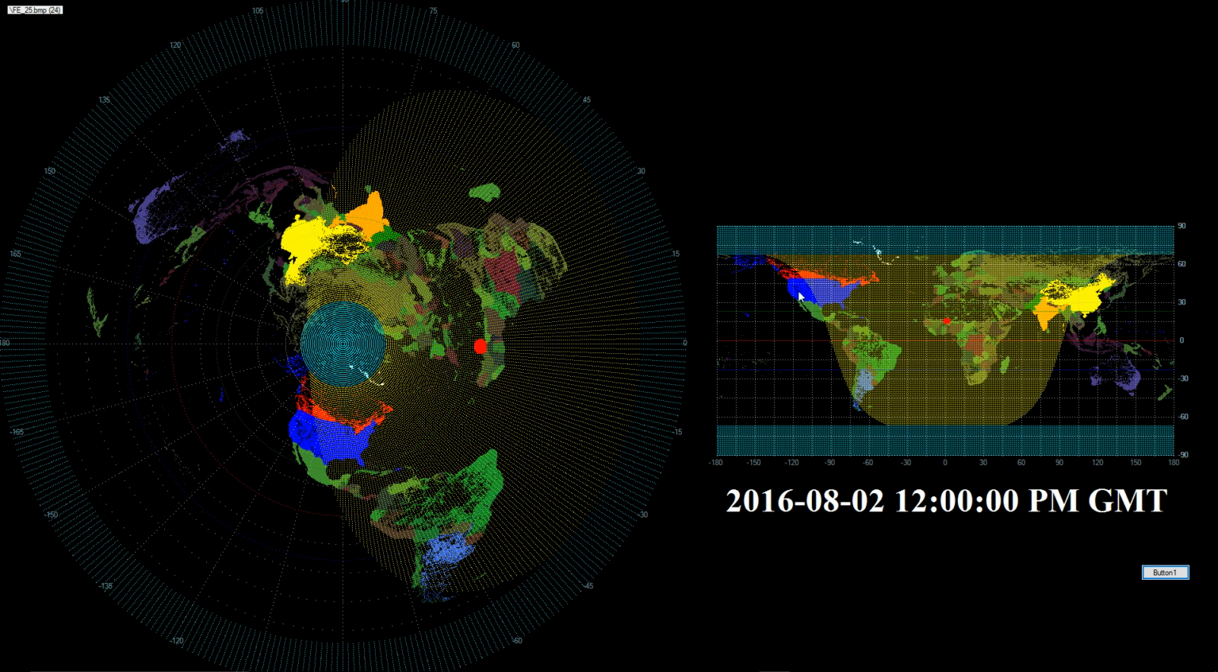Okay, same thing here. Areas on this side will see the sun rise, and areas on this side will see the sun set, at the various angles. So all these countries would simultaneously see the sun setting. Alright, so that's one full day.